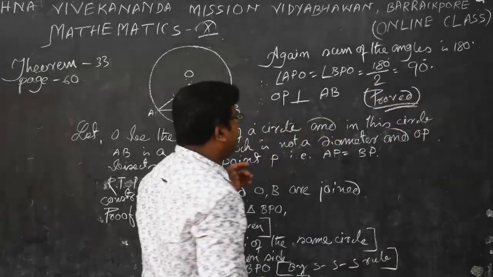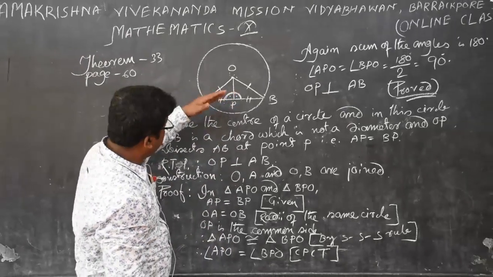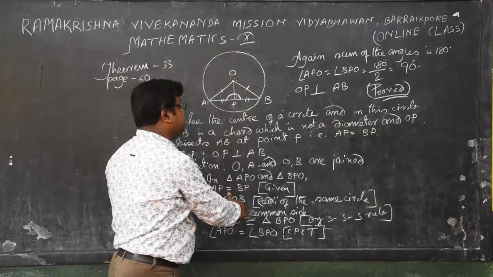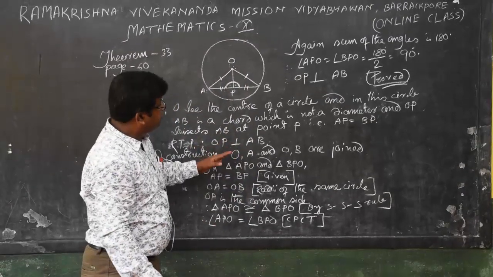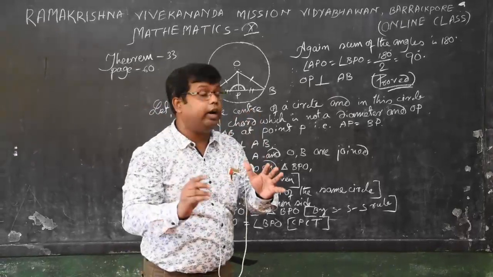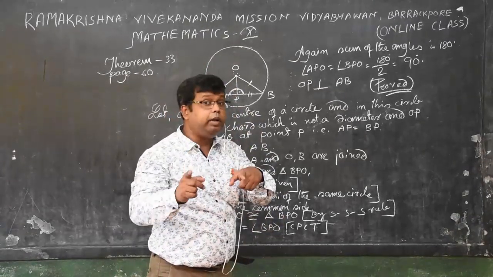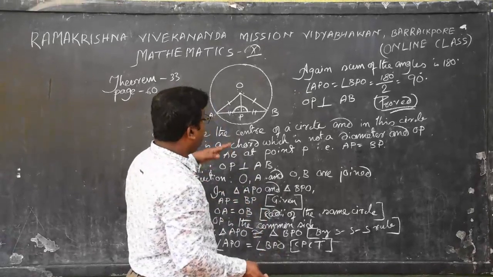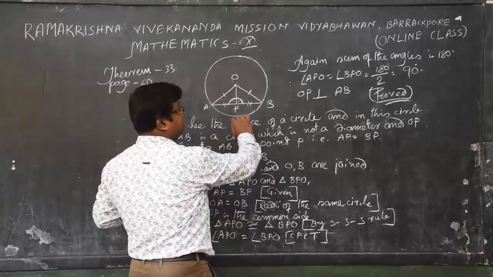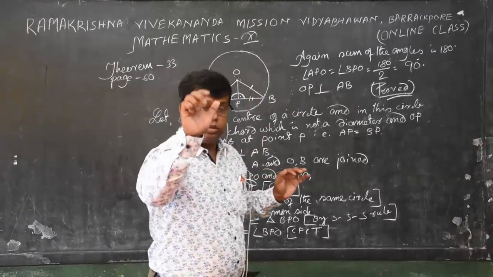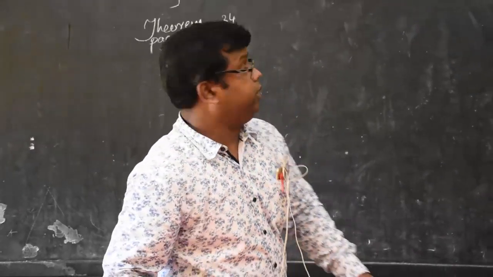And one thing, remember it carefully: you cannot write in this manner. You have to complete the theorem within one page, otherwise you have to turn over. If you turn over the page, then you have to construct a new figure, otherwise you will not get the full marks. One mark will be deducted from the total marks. So OP perpendicular to AB, it is proved. Okay, stop. Now we are going to understand theorem number 34.